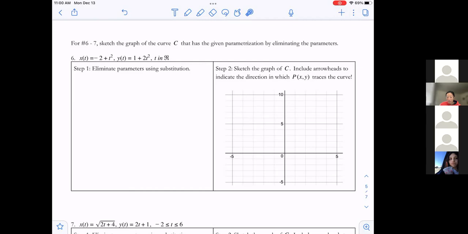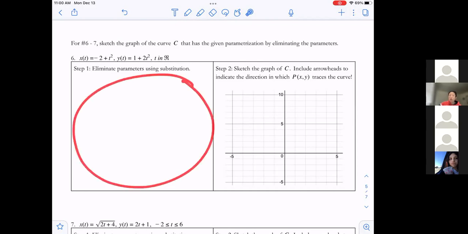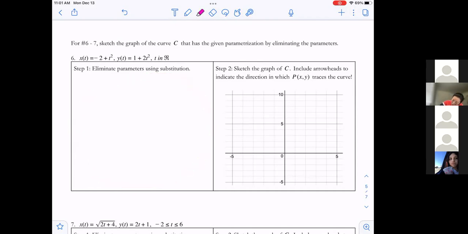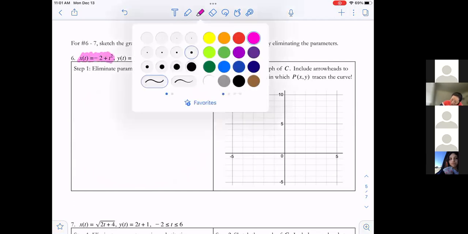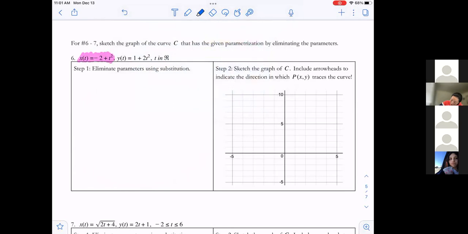All right. So you'll see here that I don't want you to make a table. I want you to eliminate the parameters. I want you to get a familiar equation here. And so we have two equations. x of t equals negative 2 plus t squared. And separately, we have y of t equals 1 plus 2t squared.